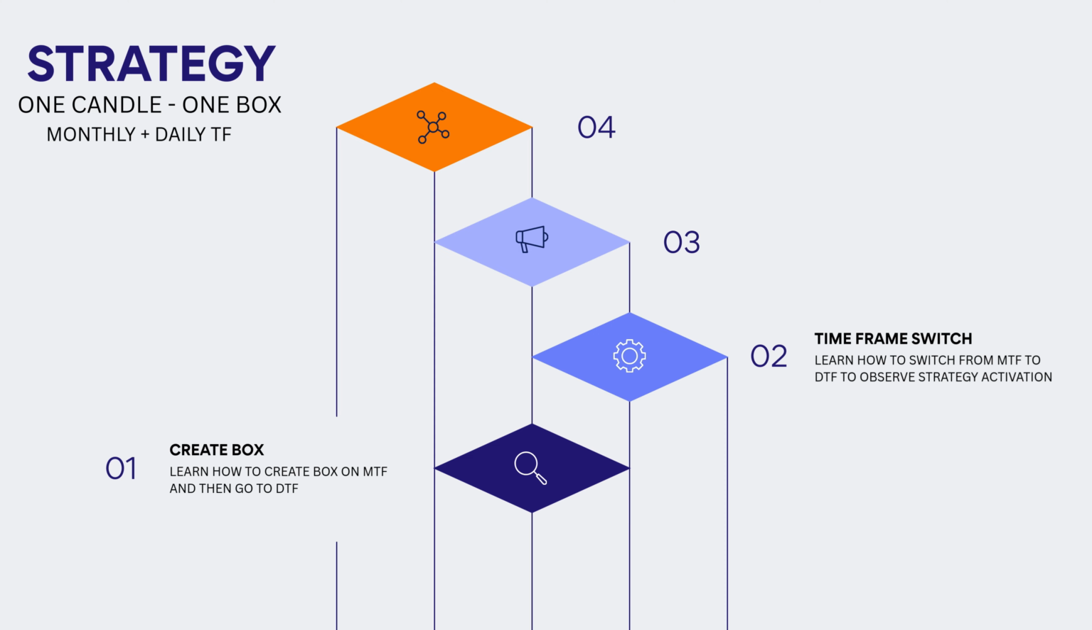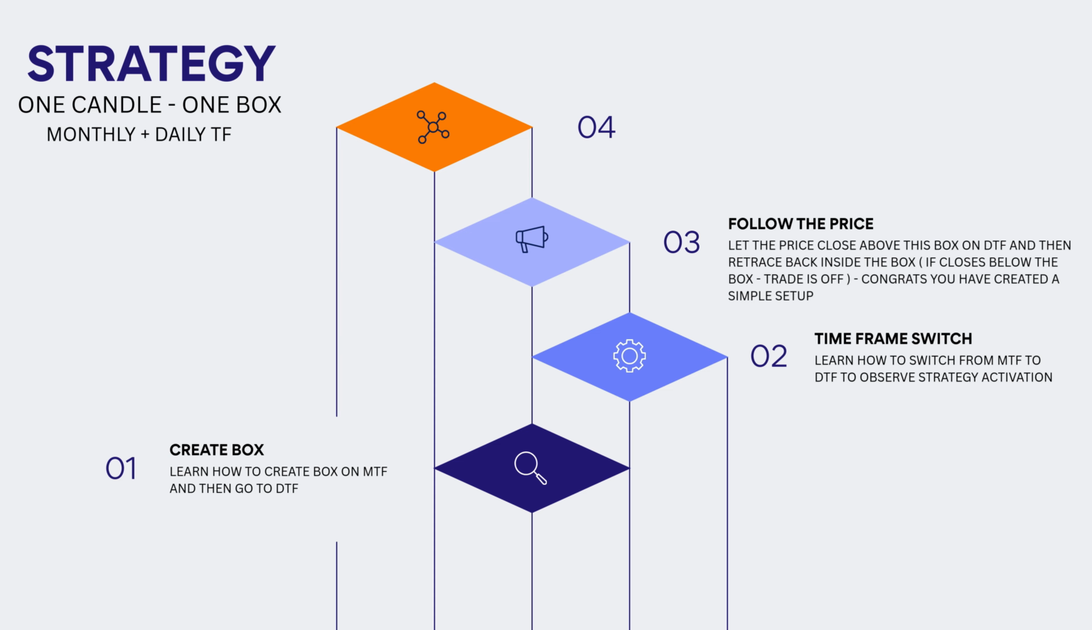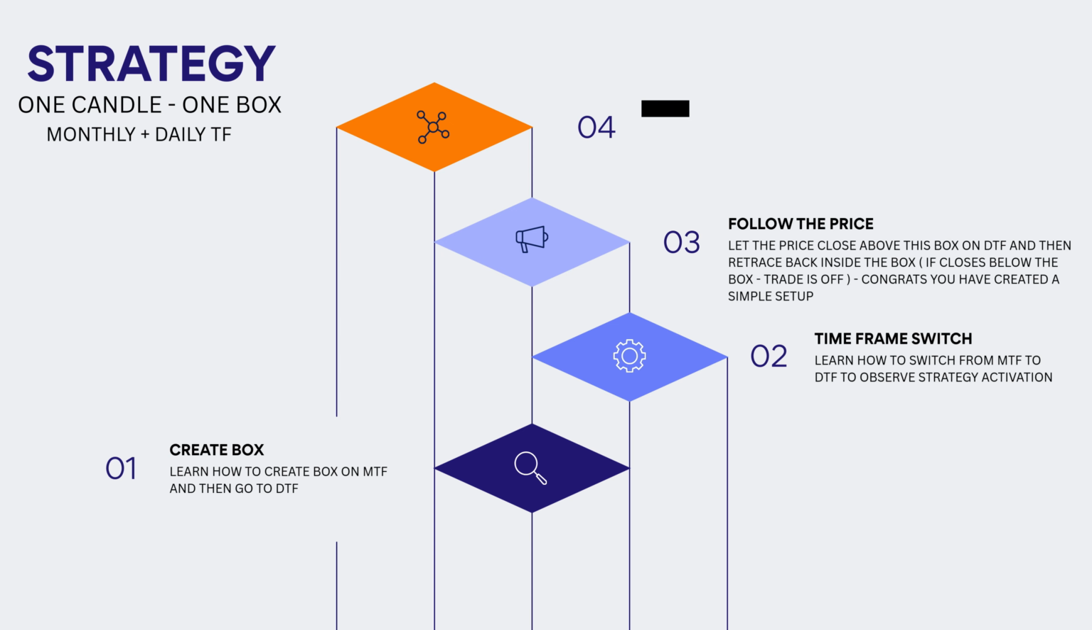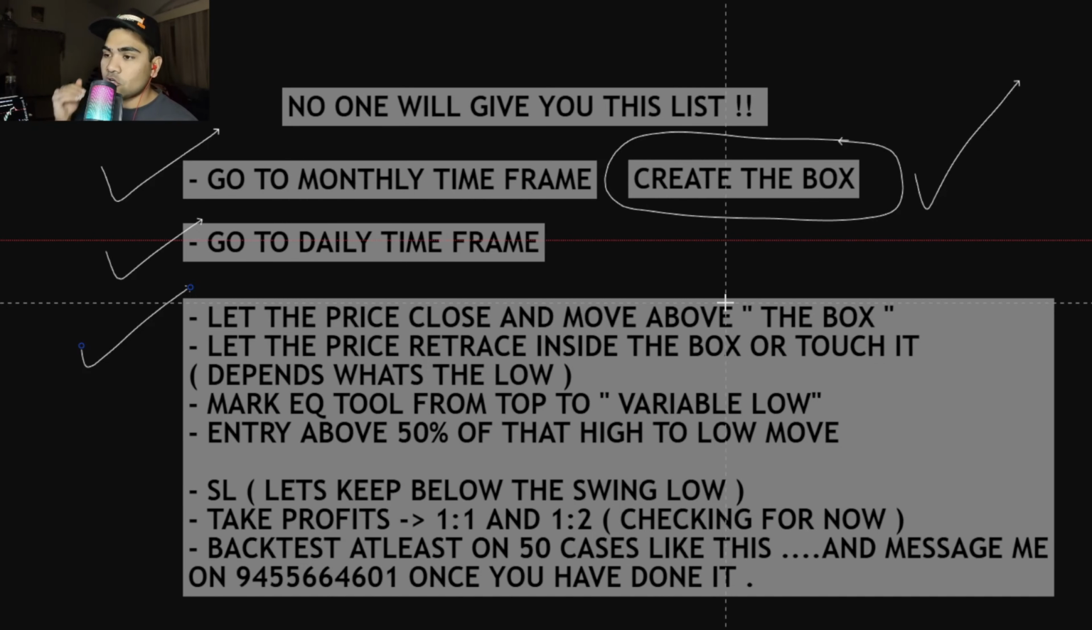Third step is really important: let the price close and move above this box, which I will be teaching you in this video, and then let it retrace back inside the box. Make sure that the price does not break down. It should be inside the box. After retracing inside the box, you need to find out what's the lowest point. From the high to the low, you need to mark an equilibrium. I will tell you how to do that as well.